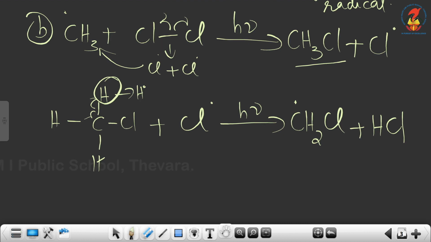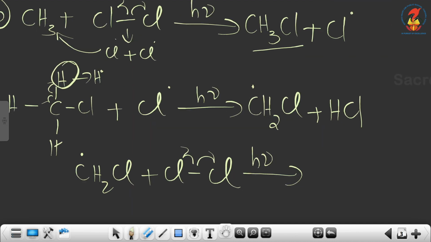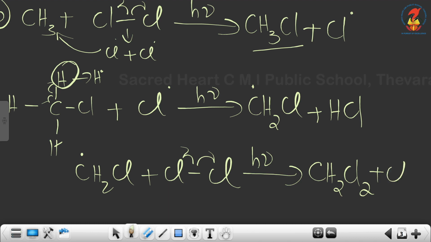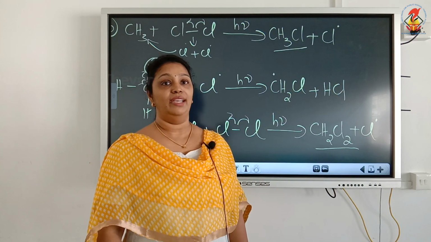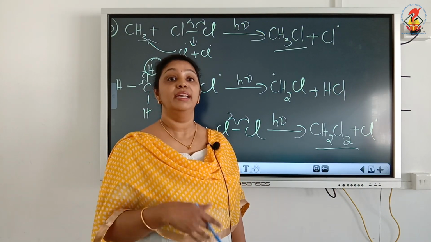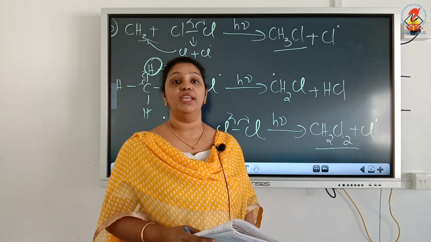Now, the next is CH2Cl free radical. CH2Cl free radical will combine with another chlorine molecule which undergoes homolytic cleavage, and what happens? One chlorine free radical will combine with CH2Cl and form CH2Cl2, plus another chlorine free radical is generated. So, thus we got our second product, that is CH2Cl2. In the same way we can have the other two products also by repeating these steps, that is A and B again. So, this is our chain propagation step.